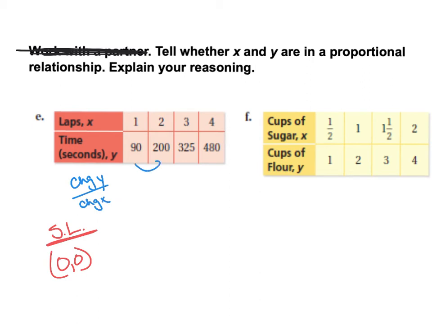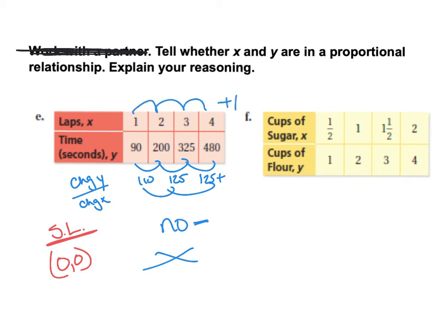Change in y. This is going up 110. This is going up 125. This is going up, I don't know, more than 125. So these are not constant, so it is not going to be a straight line. It doesn't even matter if it goes through 0, 0, because we don't have a definite slope. Obviously this goes up by 1, but this bottom part is not a constant. So this one is not a proportional relationship. So that is your first guess on whether it is a linear equation or not. The other one would be if it did not pass through 0, 0.